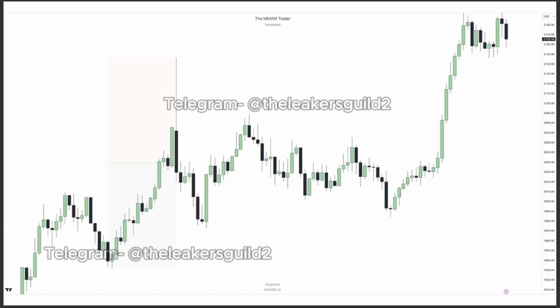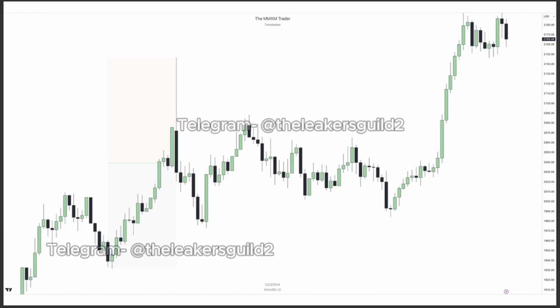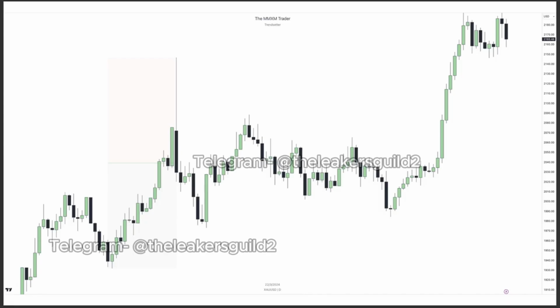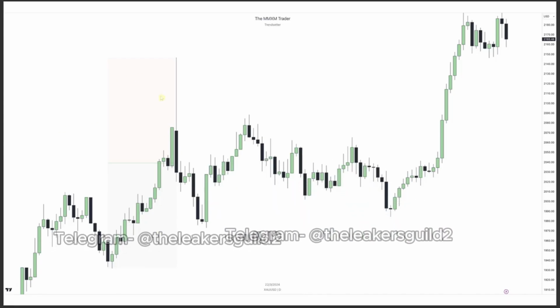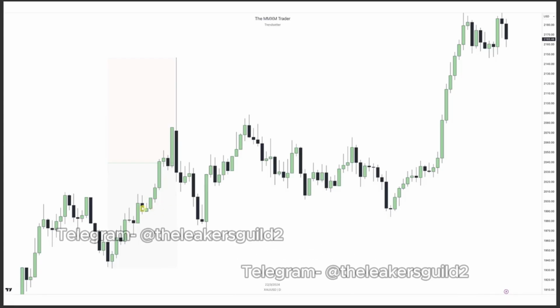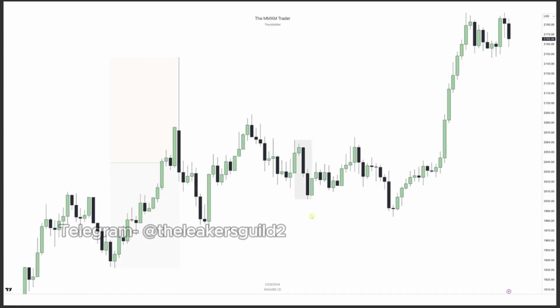Now let's go over a couple of examples so we can spot it on the charts. What are we going to look for? As always, mark out your premium and discount of the range, and specifically we're going to be focusing on this piece of price action over here.